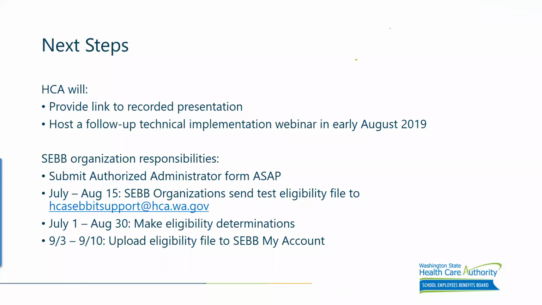From July to August 15th, SEBB organizations can send test eligibility files to our HCA SEBB IT support. We'll be monitoring that inbox for any submissions there. And then July 1st to August 30th, we are asking that SEBB organizations begin to make eligibility determinations within that time frame. That will set you up for success in terms of being able to meet the 9.3 to 9.10 eligibility upload to SEBB My Account. And then lastly, we have the window that we're looking to receive those eligibility files within 9.3 to 9.10.